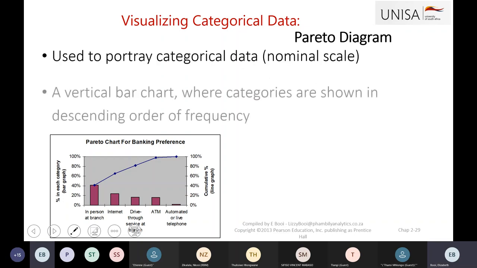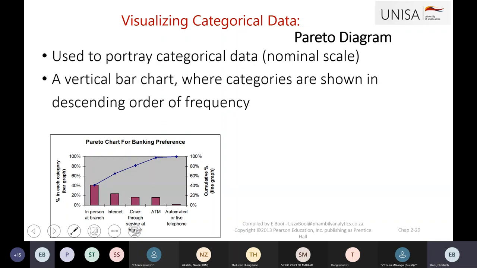The other type of chart for visualizing categorical data is a Pareto. A Pareto shows the categories in the bars and also the cumulative percentages of those by means of a line graph. And that is a Pareto.